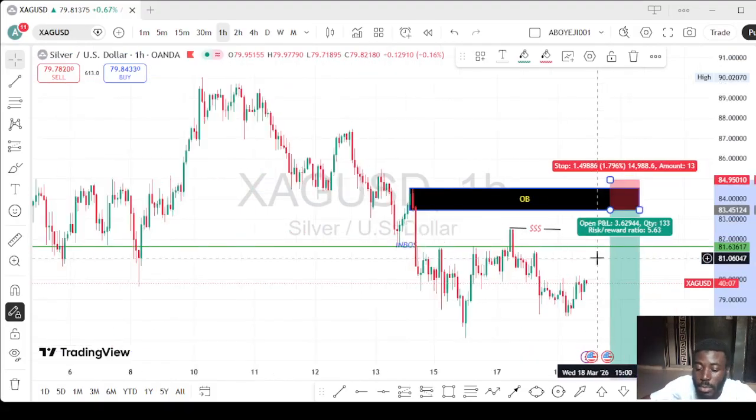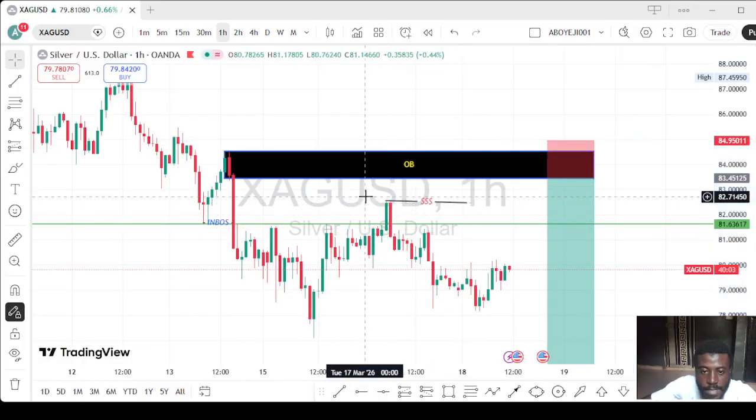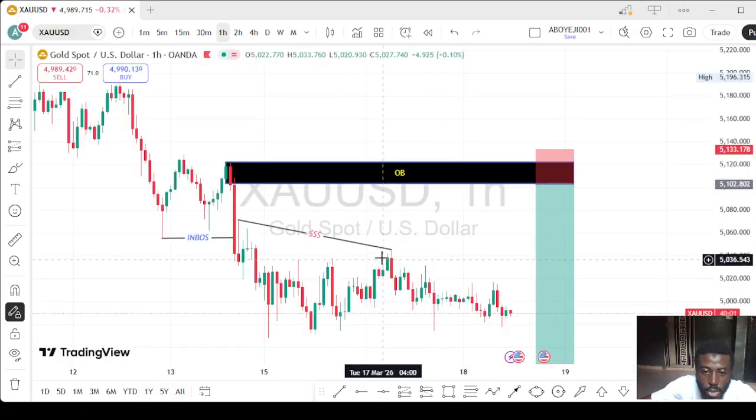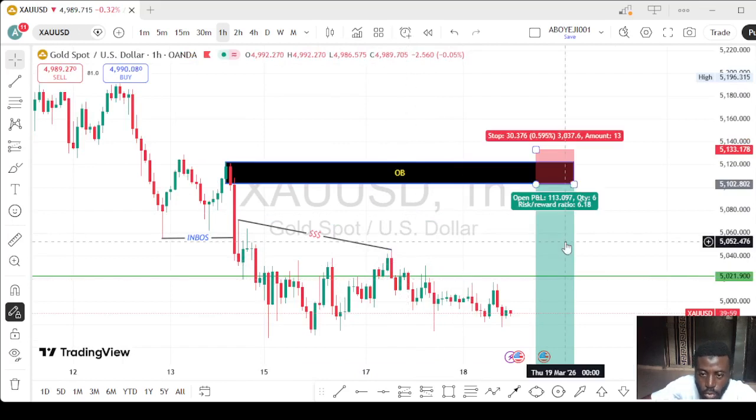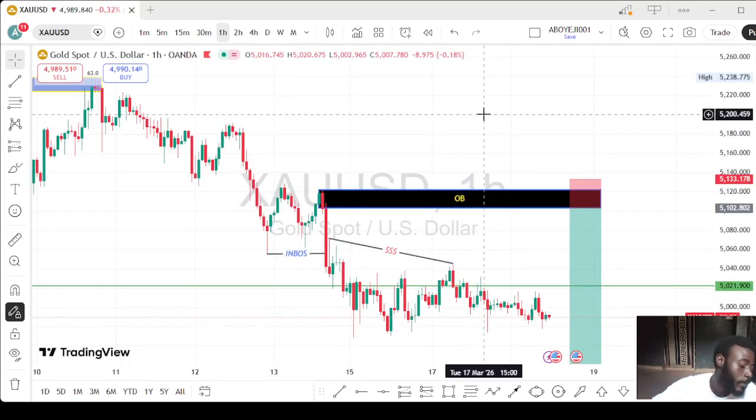That is what we have on silver and gold. You can see this is liquidity. The market needs to sweep, and this is liquidity. The market needs to sweep on gold also. We are selling from here and we are buying from there. This is what I have on. This is what the market gave us on gold and silver.